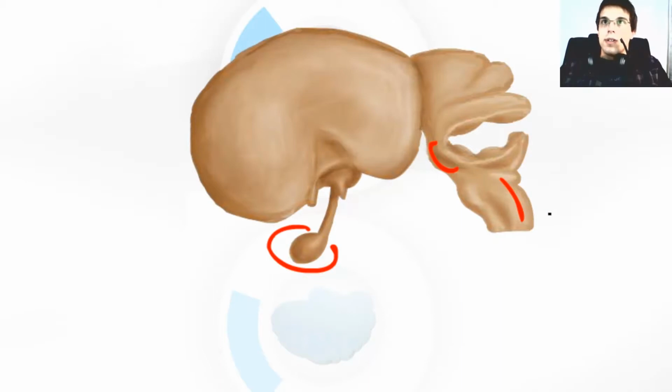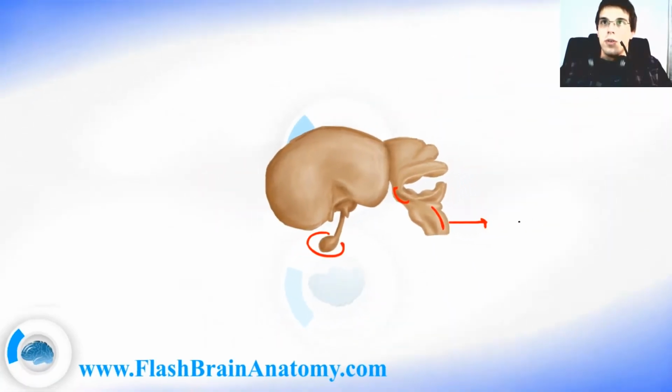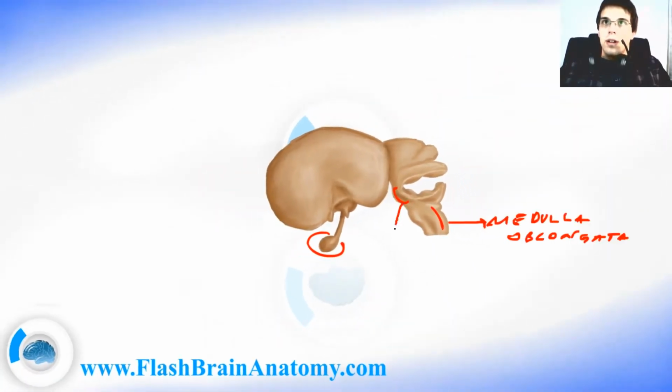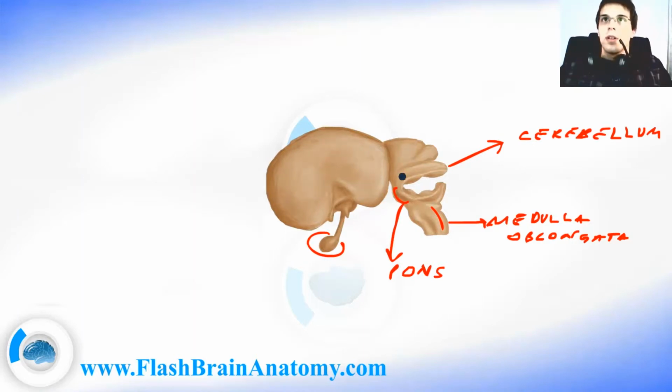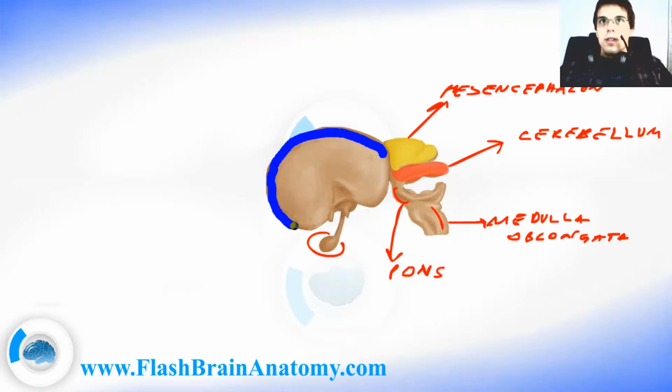Now let me write all this again. This is the medulla oblongata, then the pons, then the cerebellum, then the mesencephalon, and then comes the huge telencephalon part.